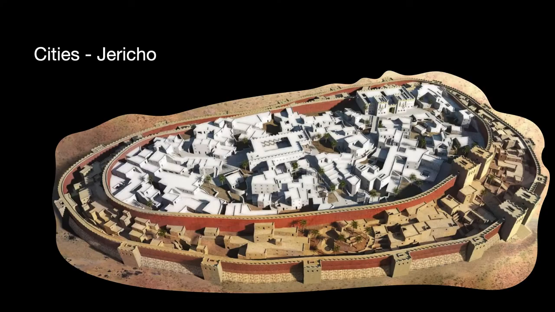Here are some examples of some old cities. This is a model of the ancient city of Jericho. Archaeologists have uncovered thousands of years of material culture that dates back about 11,000 years. So this is one of the oldest cities in the world, located just in the Judean wilderness in Israel on the west side of the Jordan River.